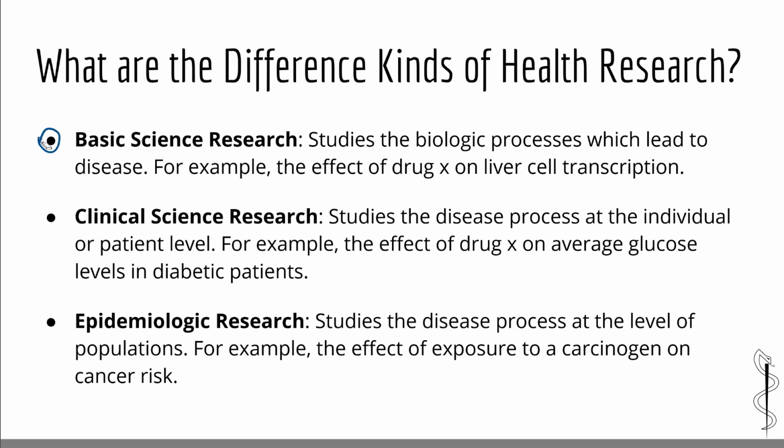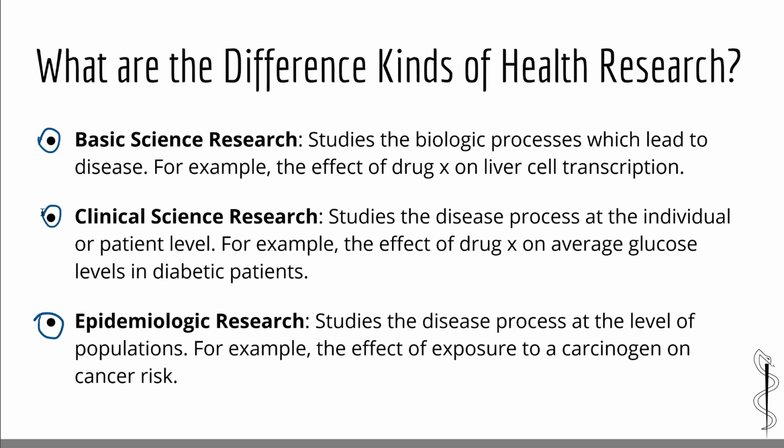Basic science research is any research which aims to study the basic biologic processes which lead to disease. For example, a study which aims to understand the effect of drug X on liver cell transcription profiles would fall under this category. Clinical science research is any research which aims to study diseases and health at the individual or patient level. For example, a study which aims to understand the effect of drug X on glucose levels in diabetic patients would fall under this category.